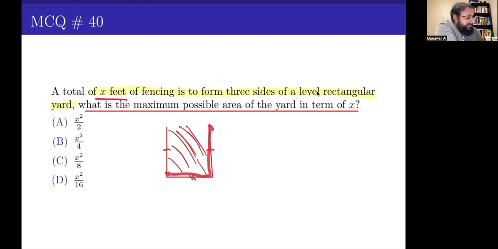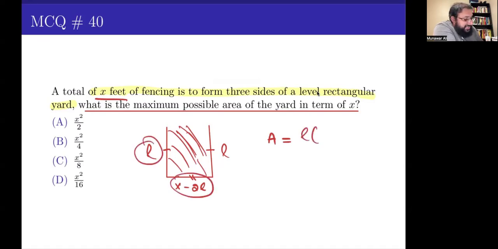This total length is going to be x. So let's say the length is L. Maybe it's length or width, I don't know exactly, but I'm going to name it L. And the width is obviously going to be x minus 2L, because the total is x and I'm going to subtract L twice. So x minus 2L. What should be the area? Area is going to be the product of length and width. It means the product of this one with this one. So it's L times (x minus 2L), which is going to be xL minus 2L squared.